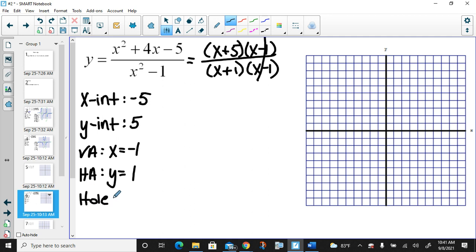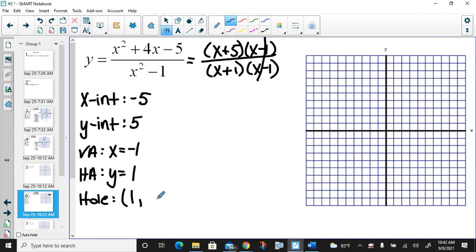All right, here's our new thing here. We're going to have a hole. A hole is going to have ordered pairs, just like a point will. So it's got to have an x and a y coordinate. The x coordinate is very easy. We take whatever factor has canceled out, in this case, x minus 1. We set it equal to 0 and we solve. So that gives me 1 as my x coordinate.